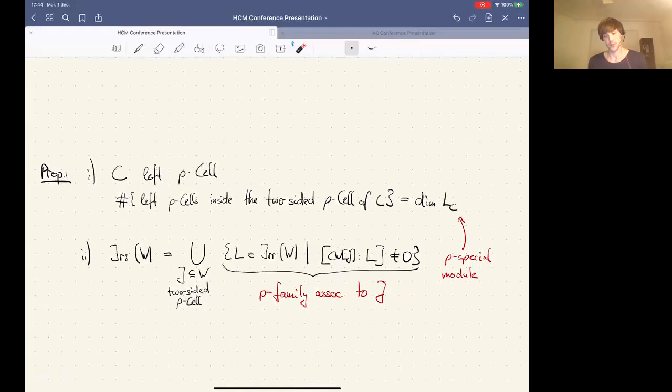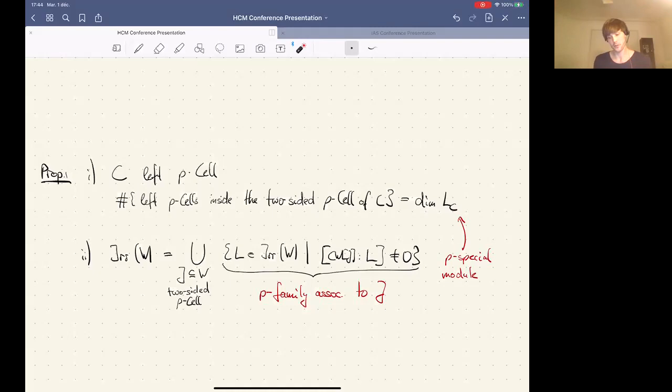And now another very nice property of this is, since we have the complex group algebra of our Weyl group, which is filtered by our two-sided P cells, and since it's a semisimple algebra, the multiplicity of any irreducible representation occurring inside the regular representation is given by its dimension. And it has to occur with this multiplicity, since it's a filtration by two-sided ideals, in exactly one filtration piece. And so this gives us a partition of the irreducible representations of W in terms of two-sided P cells.